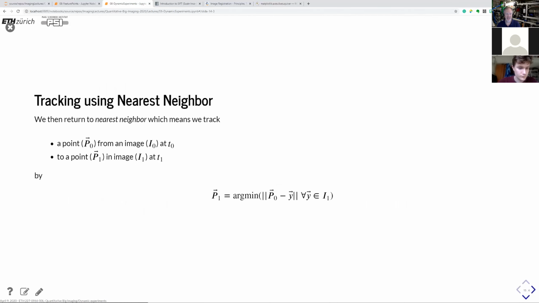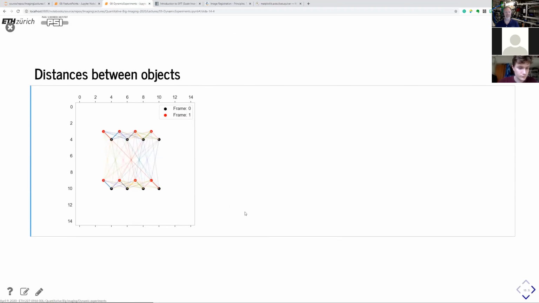So what we do now is look at the nearest neighbor. Very simple. In principle, we have done it already in other contexts. We have a point in image 0 at time point 0, and we want to match it to a point in the next image. So we look at the point that we have right now, look at the different point positions in the data, and see which one is closest to the one in the first image. And from that, we get something like this.